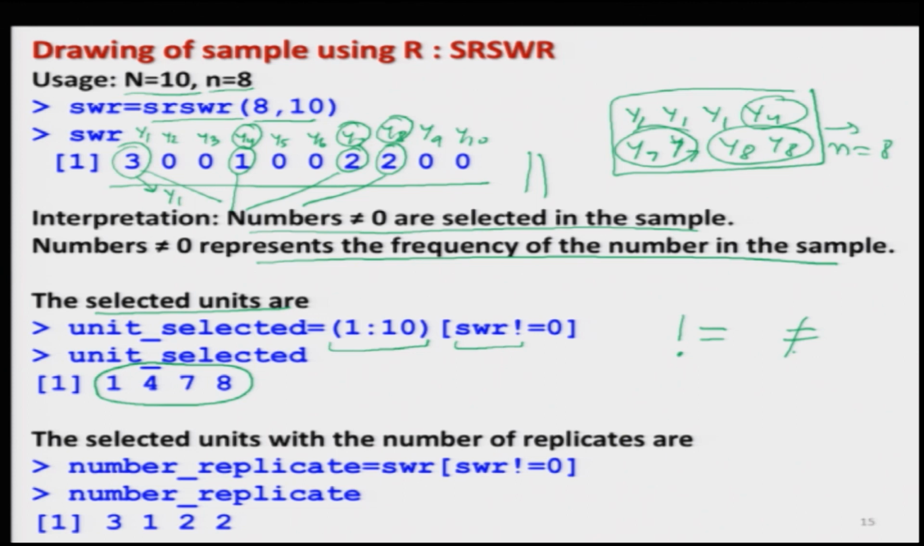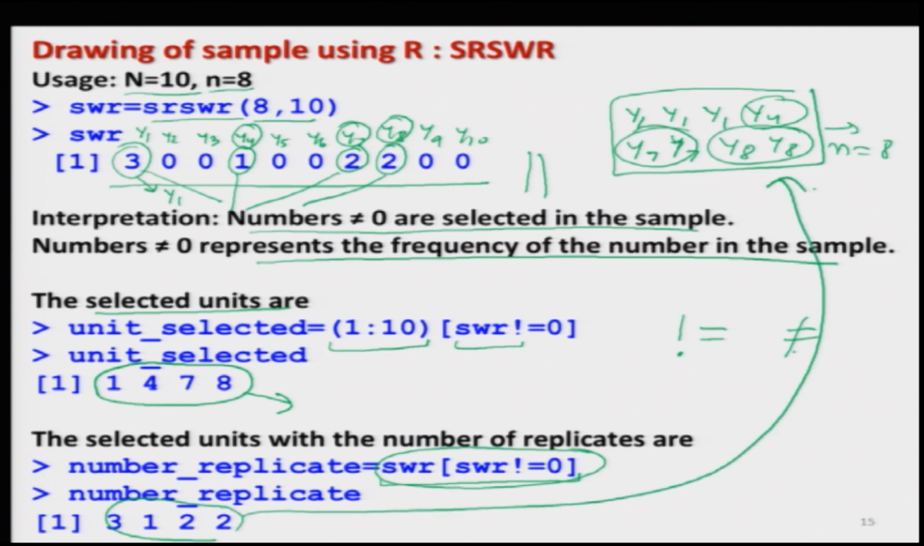Now, in case I want to find out the frequency of these selected values, then I can use a command on the same lines: find out the values of SWR which are not equal to 0 from the data vector SWR using this command. You are familiar with this command, and it will give me the values 3122. You can see this 3122 is the same thing which I have obtained here.